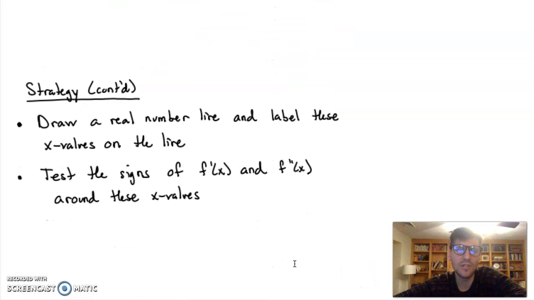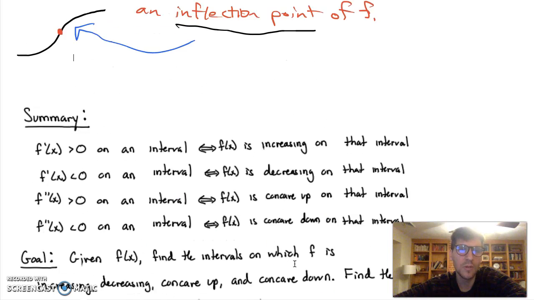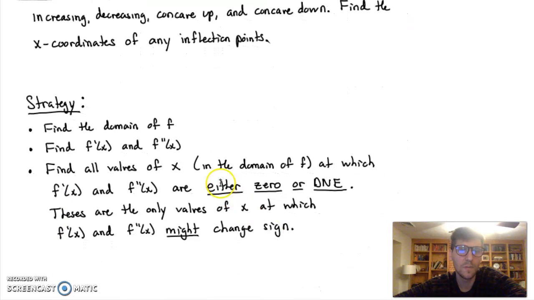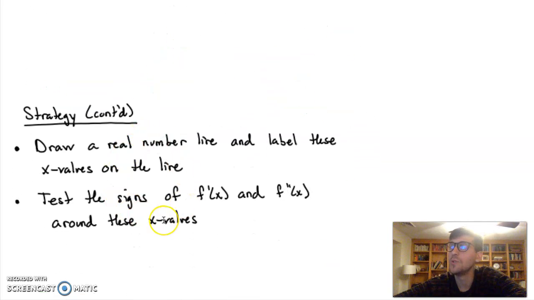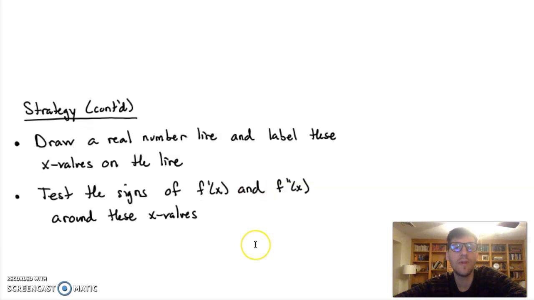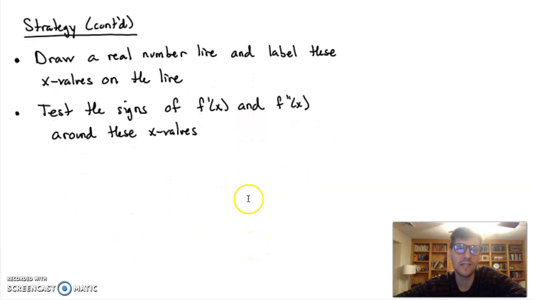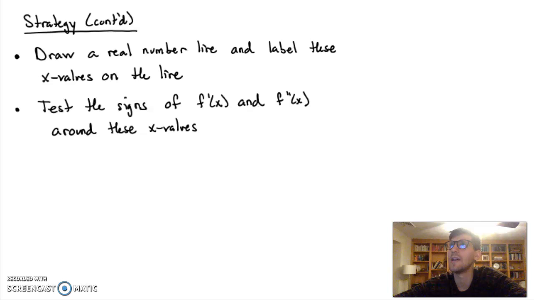And so the strategy that we're going to do, we talked about strategy here. And then once we found those values of x, what we could do is do sign tests on the number line. Draw a number line, label the x values on there, then test the signs around those x values.